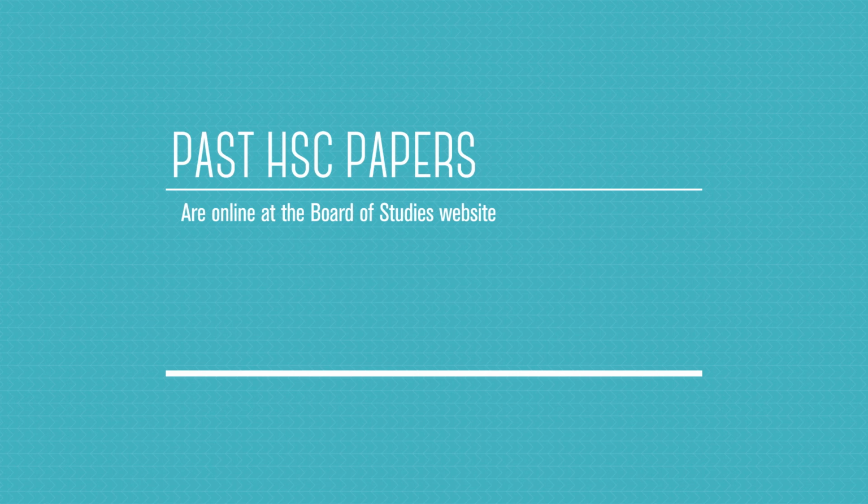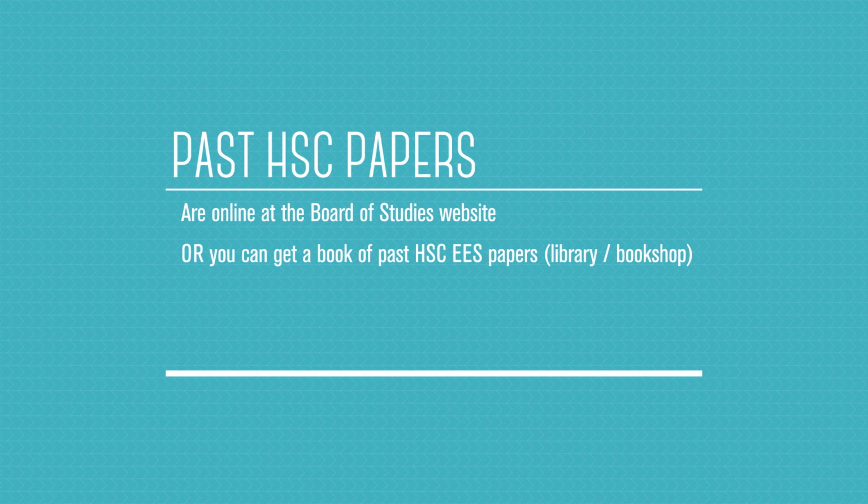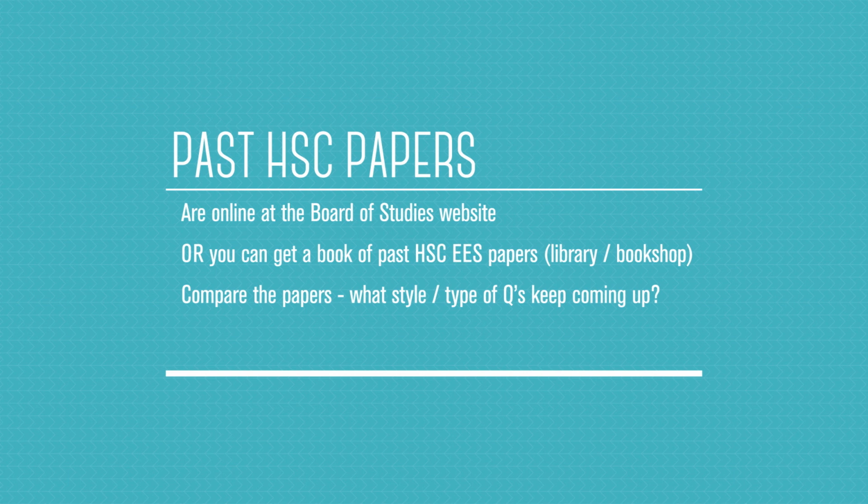Now, with past HSC papers, as I said, they are available online from the Board of Studies website, or you could get a book of past HSC EES papers, perhaps from your school library or the local library. Another place that you could get them is from a bookshop. Compare the papers from year to year. See if there is a style or a type of question that keeps popping up over the years. This might provide you with an area that you can focus on.